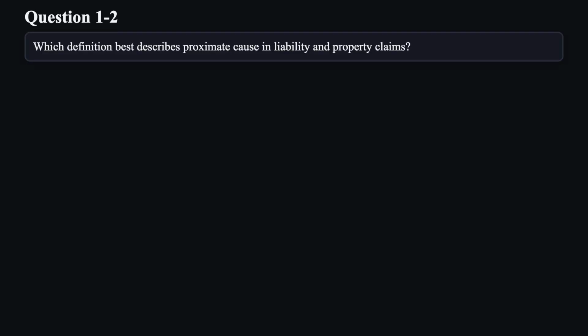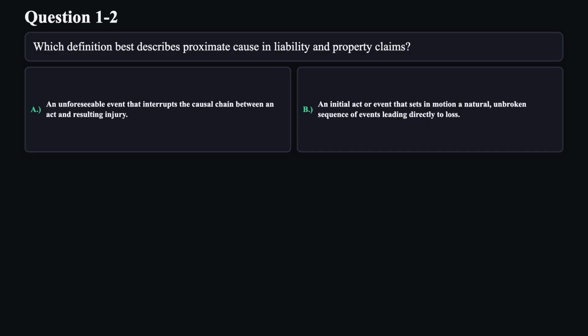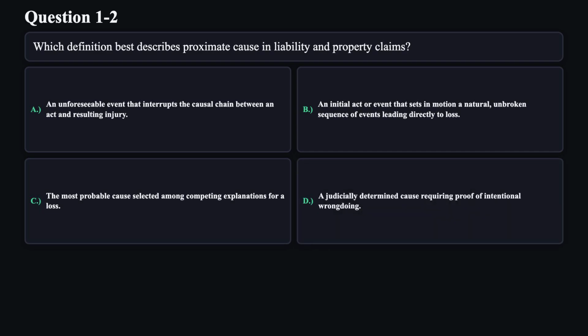Question 2. Which definition best describes proximate cause in liability and property claims? A. An unforeseeable event that interrupts the causal chain between an act and resulting injury. B. An initial act or event that sets in motion a natural, unbroken sequence of events leading directly to loss. C. The most probable cause selected among the competing explanations for a loss. D. A judicially determined cause requiring proof of intentional wrongdoing.